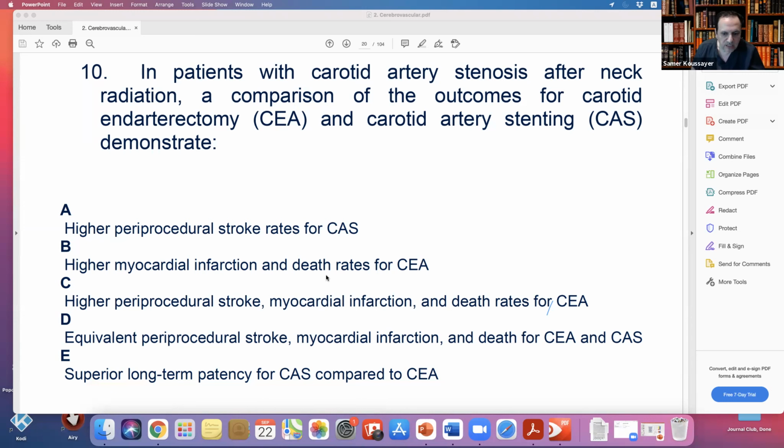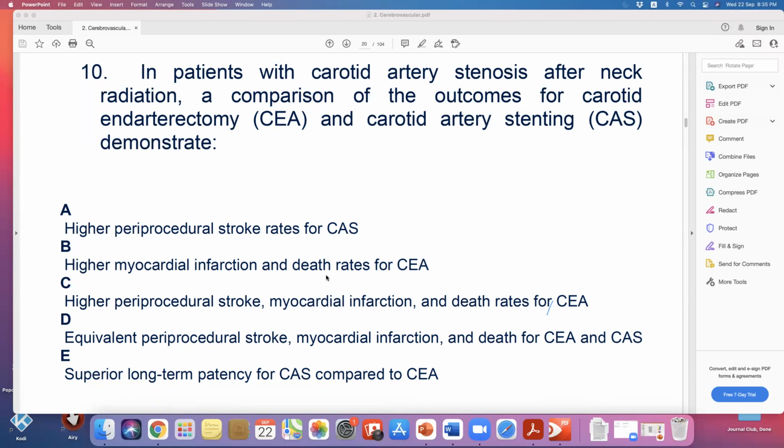Because radiation causes intimal hyperplasia and damage. We don't see a plaque, the same atheroma we see in atherosclerotic disease. Okay, mainly it is intimal hyperplasia. So you see a smooth stenosis in the internal and common carotid artery. So when you balloon it or stent it, the chance of embolization is very low because the pathology is different. It's not an atheroma that can break loose and go to the brain.